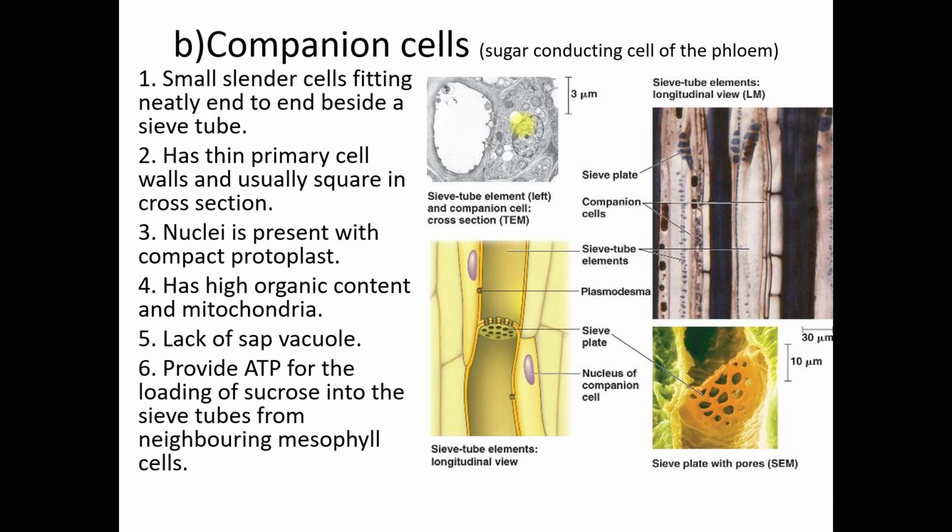So again, back to the companion cell: lack of sap vacuole, and it provides ATP for the loading of sucrose into the sieve tubes from the neighboring mesophyll cells. Let's say it's near the mesophyll. The mesophyll is the site where we have photosynthesis, so photosynthesis synthesizes food. That food will be loaded into the companion cell, and from the companion cell, into the sieve tubes. The loading of this food from the mesophyll to the companion cell into the sieve tubes requires ATP, and ATP is generated by mitochondria. That's why these companion cells have many mitochondria.